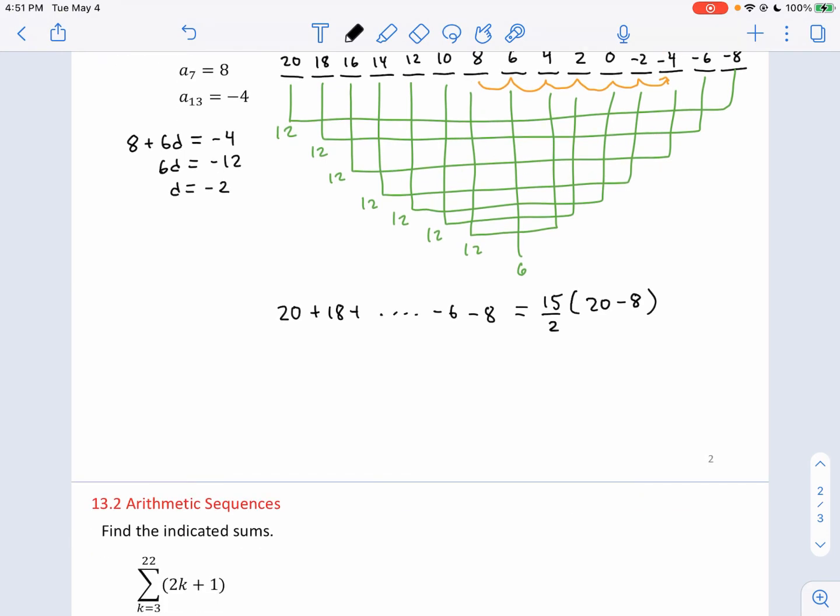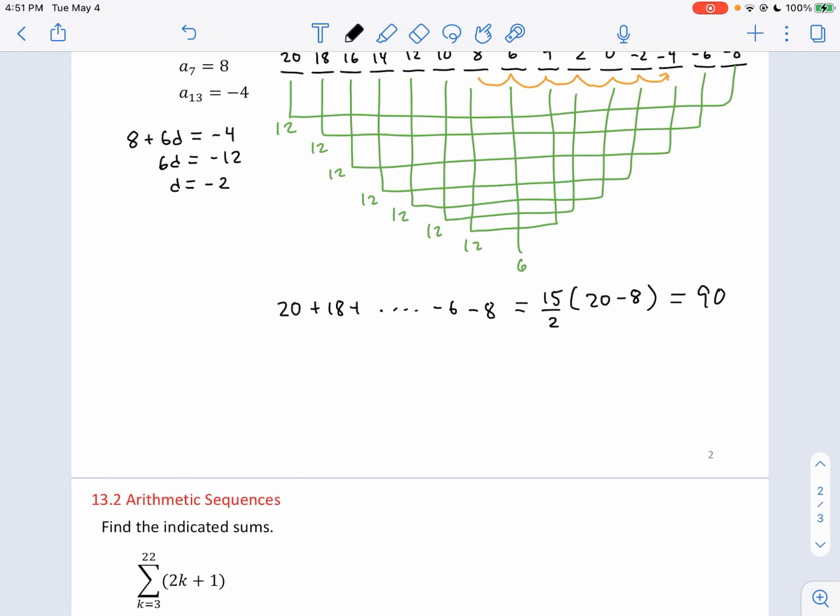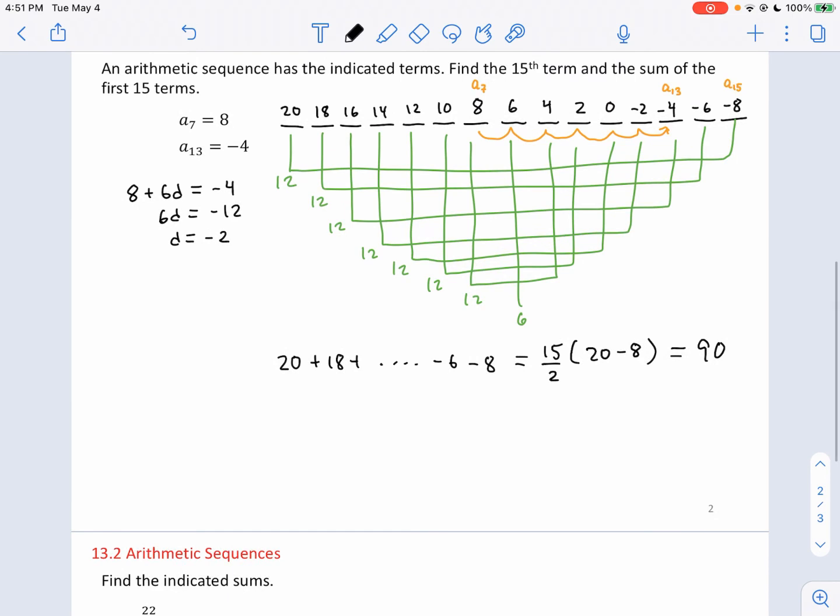And 20 minus 8 is 12, and 12 divided by 2 is 6, and 6 times 15 is 90. So we should get a sum of 90 when I add up all of these terms. Now you can also notice some other kinds of shortcuts here. If you were to add this collection of terms right there, notice that that would zero out.